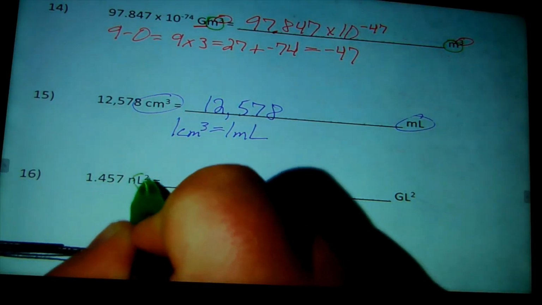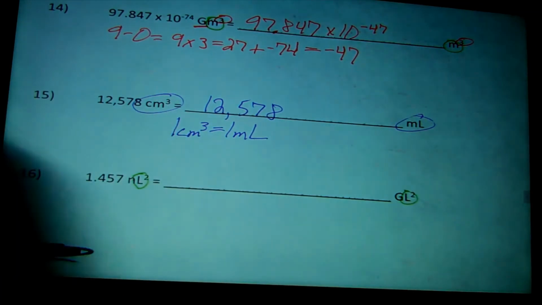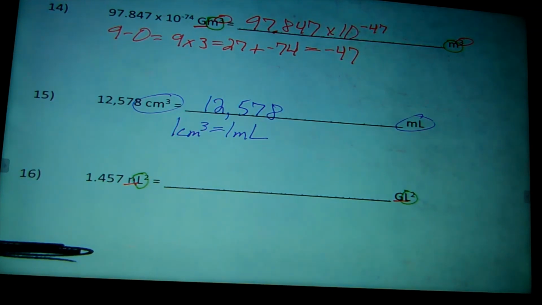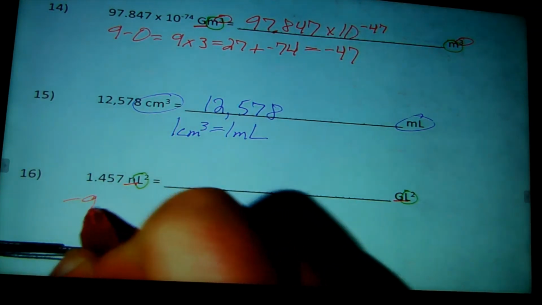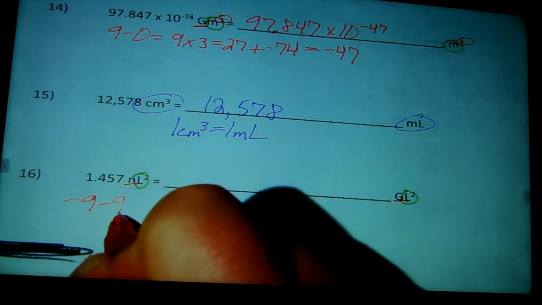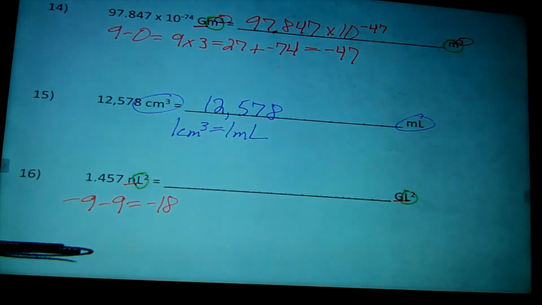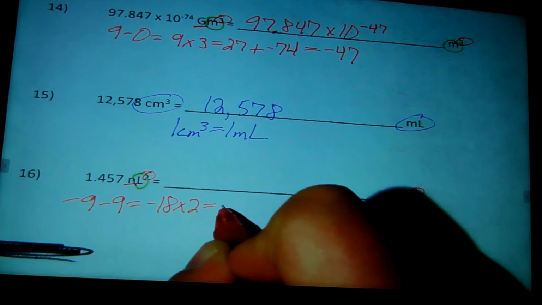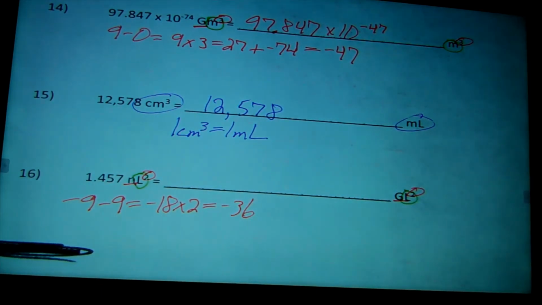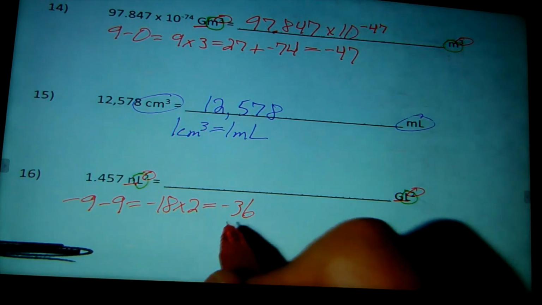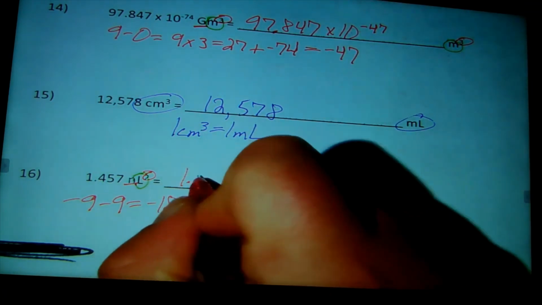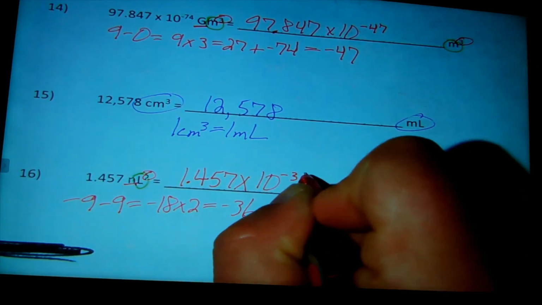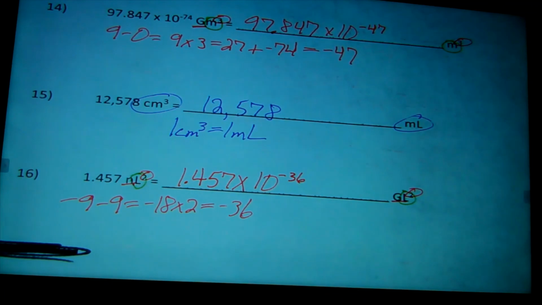Base unit, liters. We're finding the difference between nano and giga. Nano is negative 9 minus giga, which is 9, which equals negative 18. We have an exponent of 2 up here, so negative 18 times 2 is negative 36. We did not start with an exponential value, so that is our answer: 1.457 times 10 to the negative 36 power. Okay?